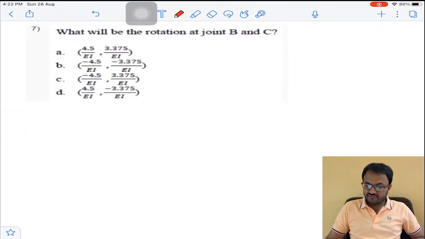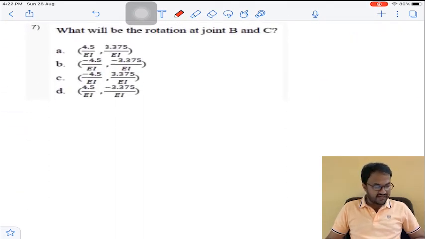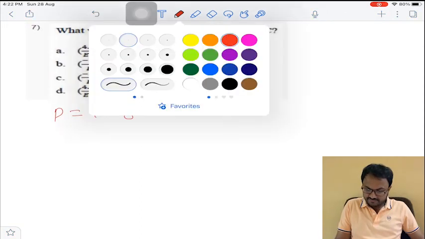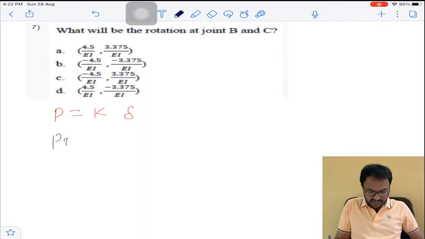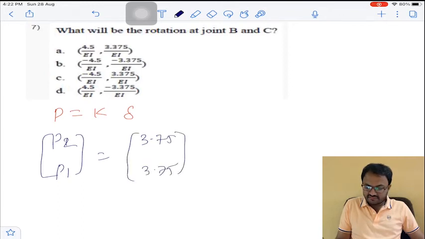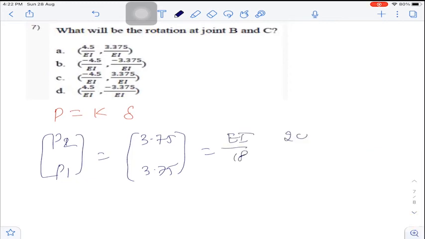Next coming to, what will be the rotation at joint B and C? We know P is equal to K delta. P is equal to P2 and P1. We just calculated P2 and P1. It is 3.75 and 3.75. K is equal to EI by 18, 24, 12, 12, 36. And this is U2, U1.